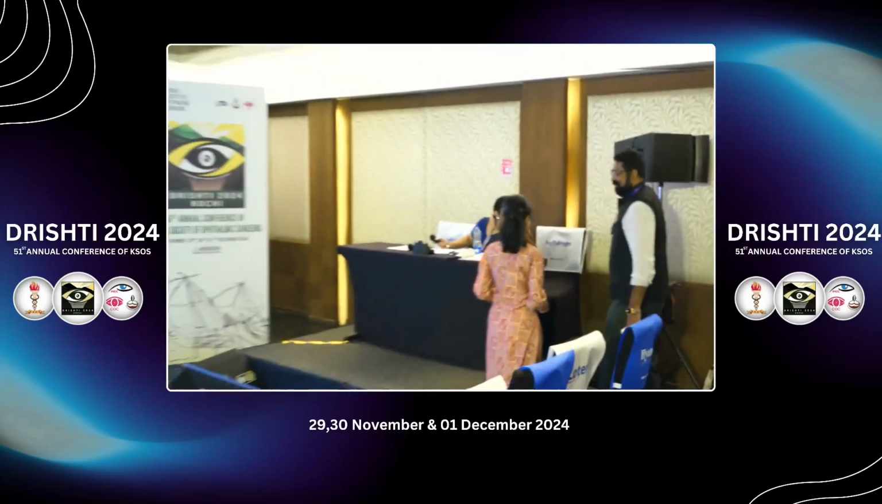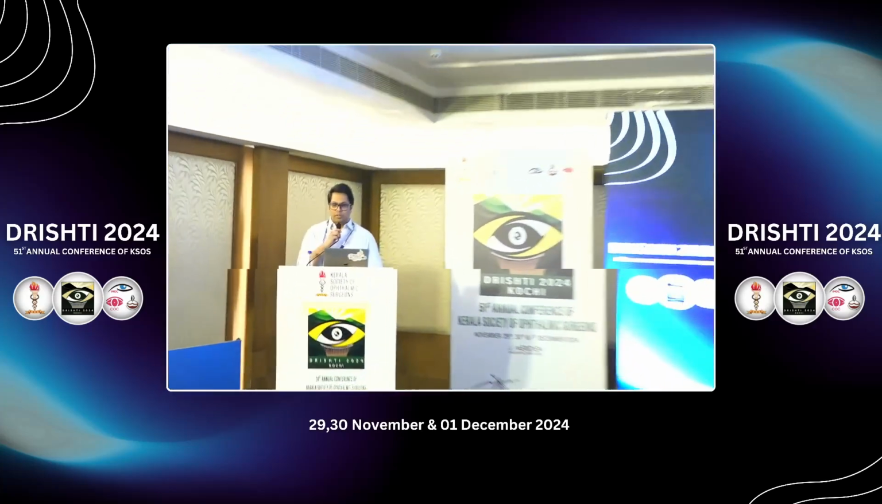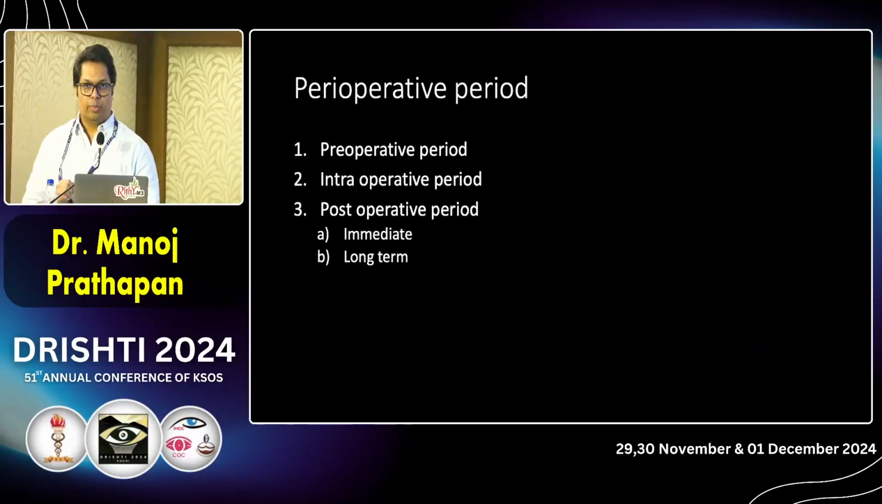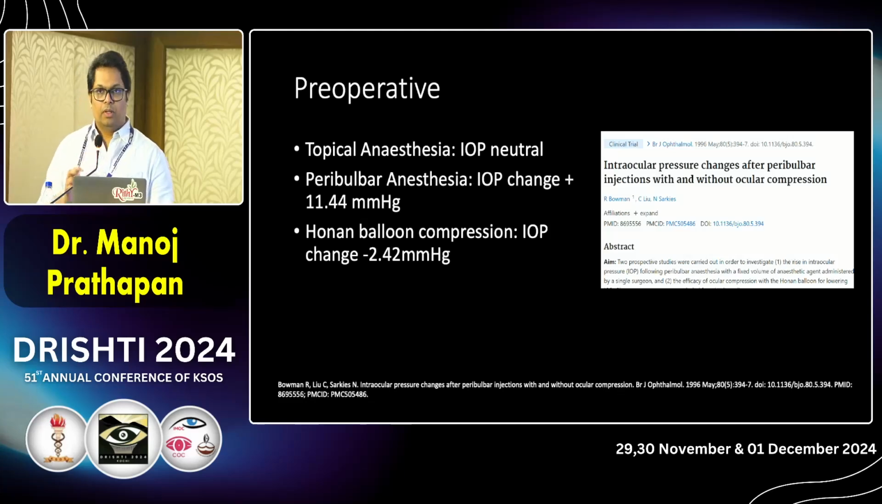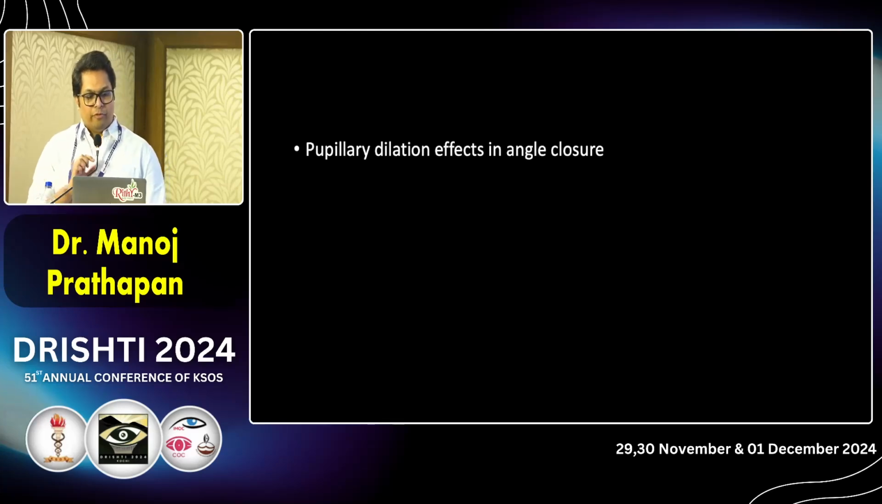Good morning, everyone. First of all, let me thank Dr. Sandhya for giving me this opportunity. I'll be talking on perioperative pressure changes during phacoemulsification. The perioperative period is the pre-op period, the intra-op period, and the post-operative period. So what about the preoperative period? Topical anesthesia is IOP neutral, whereas peribulbar anesthesia can raise the pressure by about 10 millimeters of mercury. If you're concerned about that, you can reduce it with the help of ball compression. You can bring it back down to the pre-op mean IOP. Be mindful about pupil dilation in angle closure disease, especially if you have not done a laser PI.